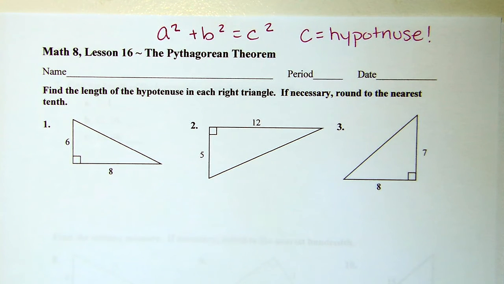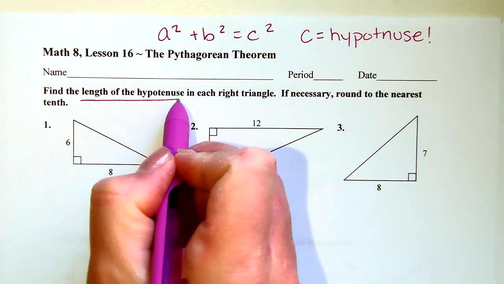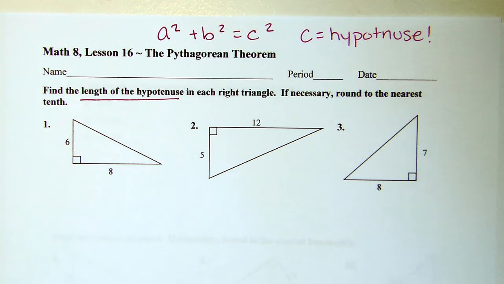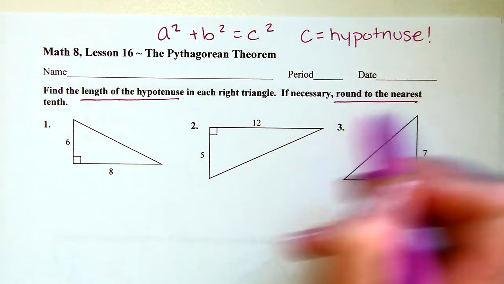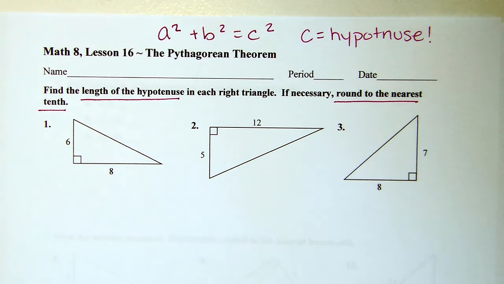Because it says the length of the hypotenuse, we know that we will always be finding C. That means we really only need to focus on A and B right now. It also says, if necessary, round to the nearest tenth. So once again, that's 1 digit behind our decimal.